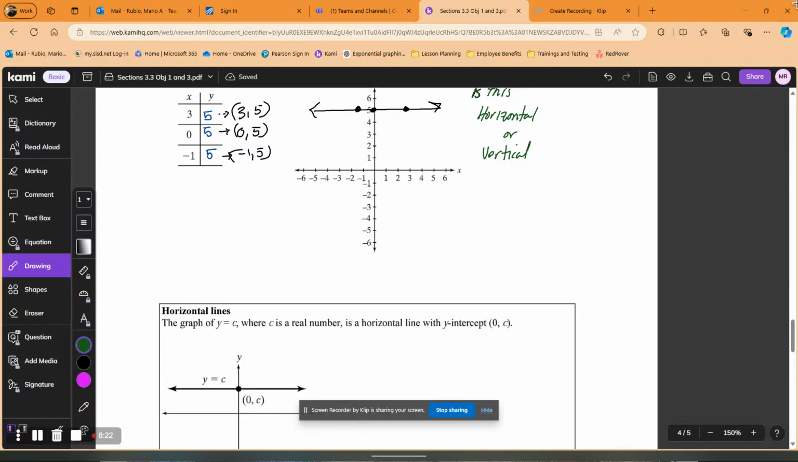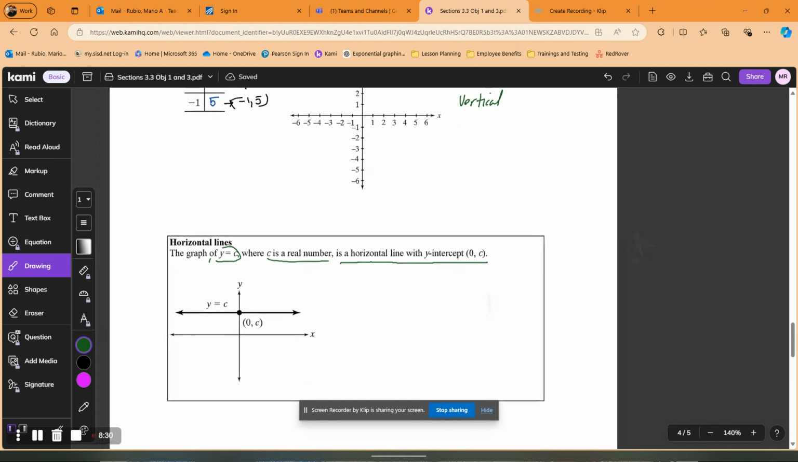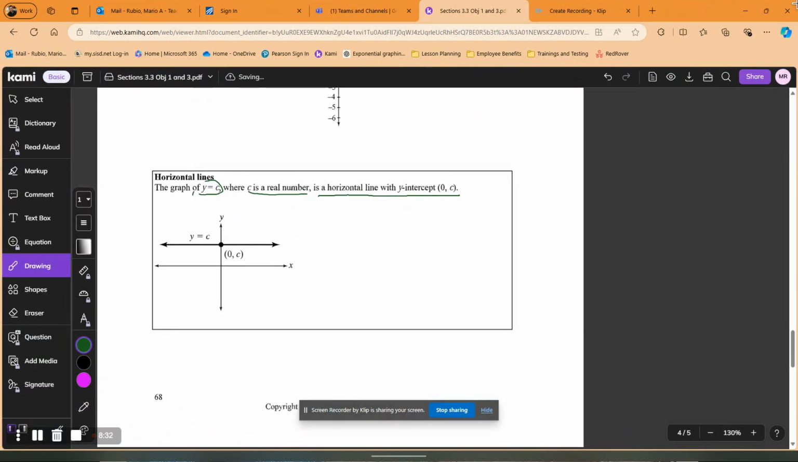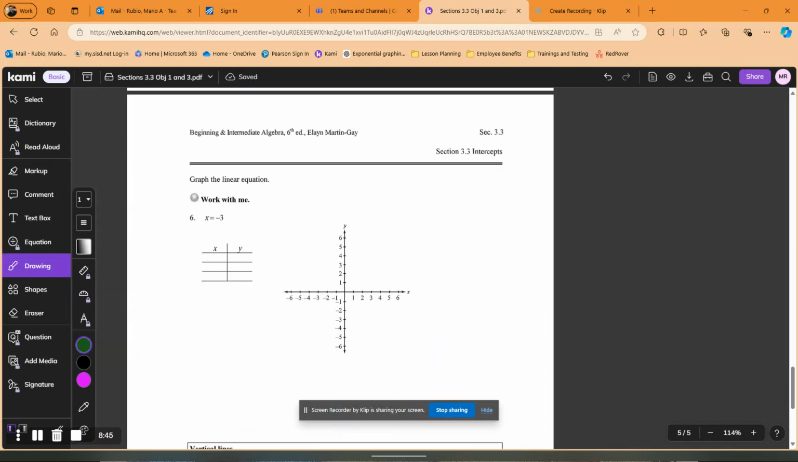Horizontal lines: the graph of y equals c, where c is a real number, is a horizontal line with the y-intercept of 0, comma, whatever the number is. So no matter what x is, you're going to have it intersecting at some value of y. That's all this definition says.